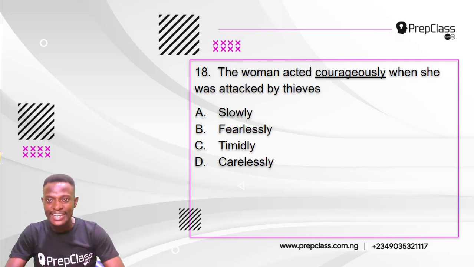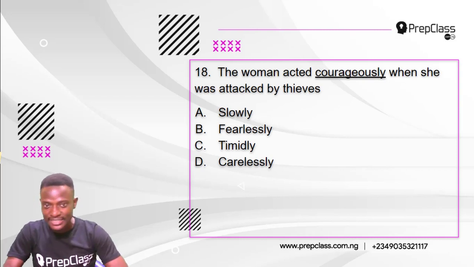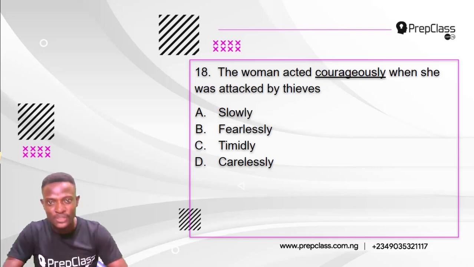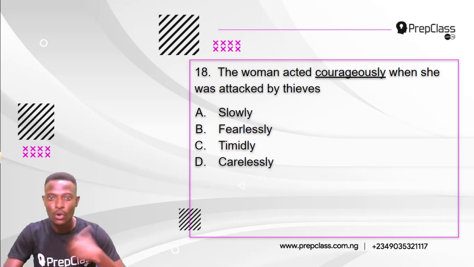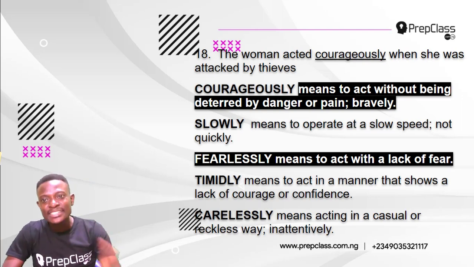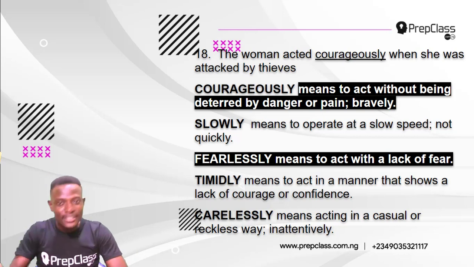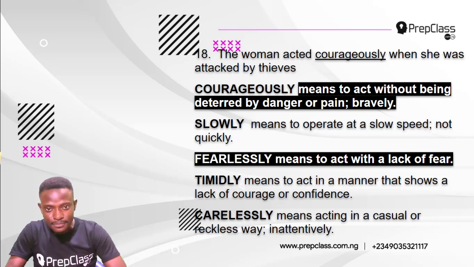The underlined word here is courageously. Option A, slowly. Option B, fearlessly. Option C, timidly. Option D, carelessly. So which of these options has the nearest meaning to courageously? Now, courageously means to act without being deterred by danger or pain. To act bravely, not scared of danger or pain.